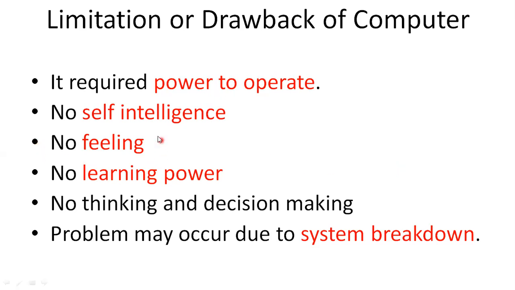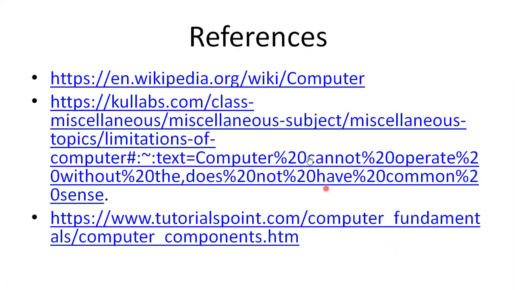And then coming to no feeling for the computer. A robot may have feeling, but the computer does not have feeling. And then no learning power, no thinking and decision making, and problems may occur due to system breakdown. If the system breaks down, the problem will occur. These are all some of the limitations of the computer.